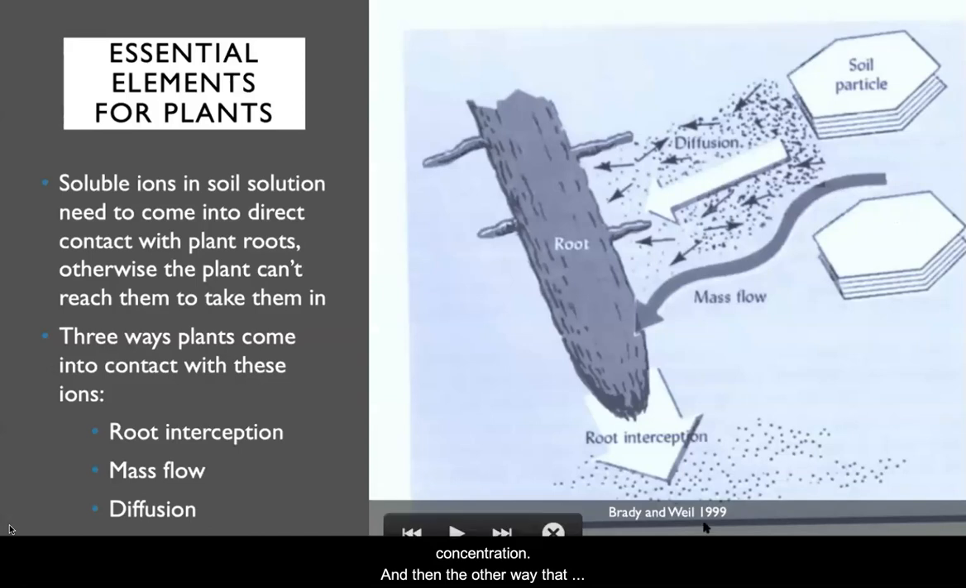And then the other way that the plant receives nutrients is when it grows. In this little image at the bottom where it says root interception, the root is moving down through the soil, and each time it moves to a new area as it grows, it's encountering new nutrients. And so that's the other way the plants take up nutrients.